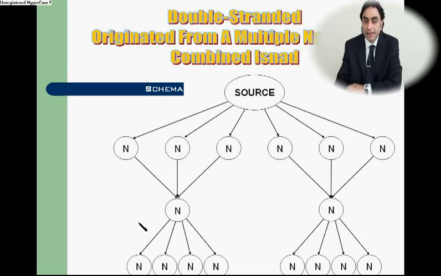Double-stranded. How can we understand that it is a double isnad? You can see, although it originates from a multiple narration, there are only two strands in this chain. Here is one strand, which comes over this narrator, and here is the second isnad, which comes over this narrator. This one does not go till the end, this chain, and this one, all of them come over this narrator. So this isnad has a double strand.